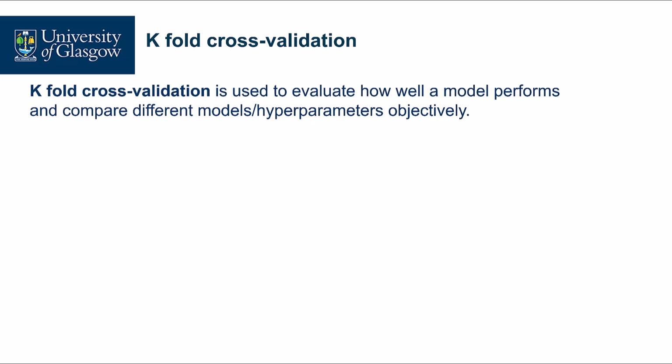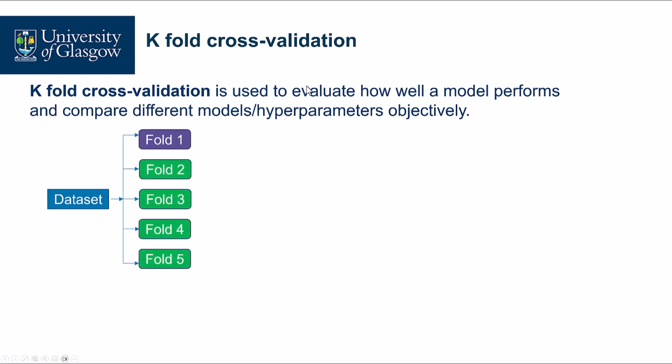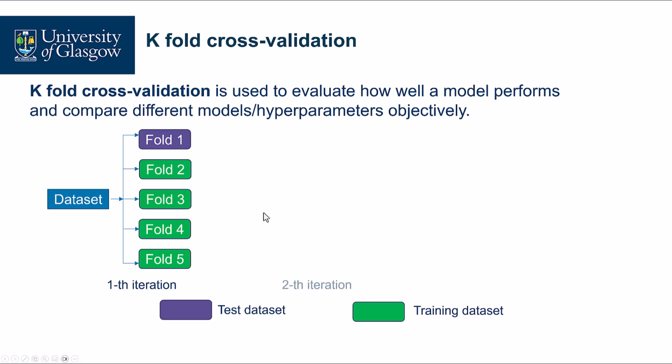So let's see how k-fold cross-validation works. Now I have a data set. I divide it into 5 folds, fold 1 to fold 5. In the first iteration, I use fold 1 as the test data set and fold 2 to fold 5 as the training data set. Then I train a model with the training data, and I test with fold 1.